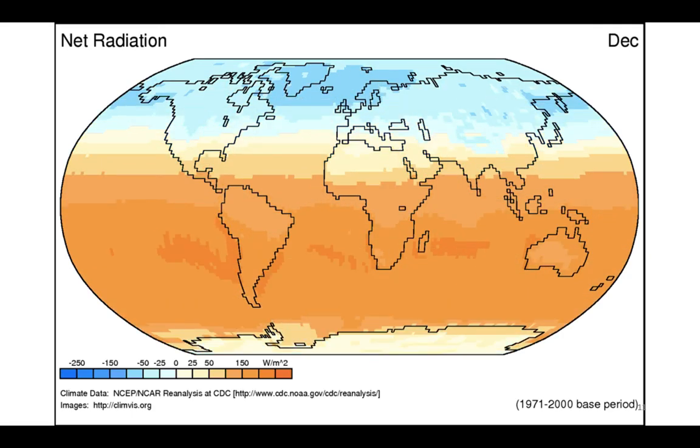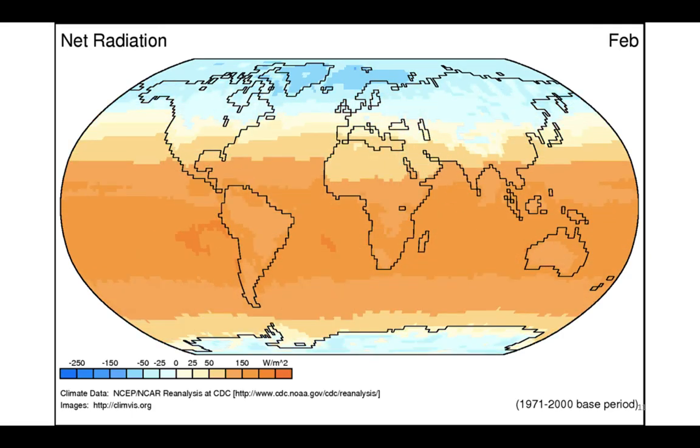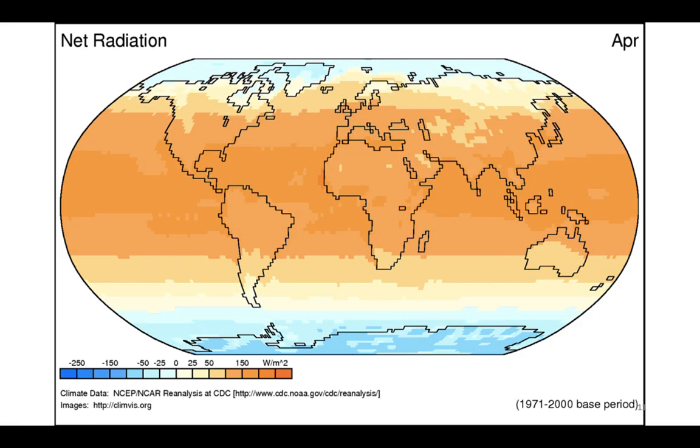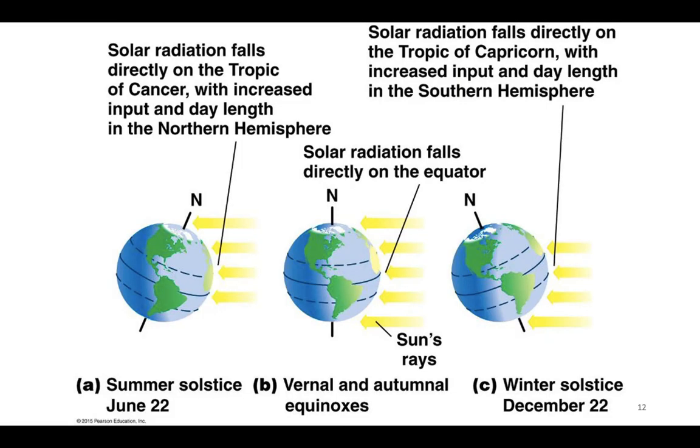Let's wait for it to come back again. Around June, July, August starts to move back. So in June, July, you've actually got higher net radiation occurring at the North Pole than you did at the other. So spend a minute and think about why net radiation would change with the months.